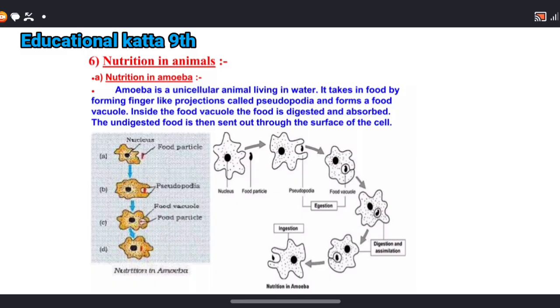It takes food by forming finger-like projections called pseudopodia and forms a food vacuole. Inside the food vacuole, the food is digested and absorbed. The undigested food is then sent out through the surface of the cell.